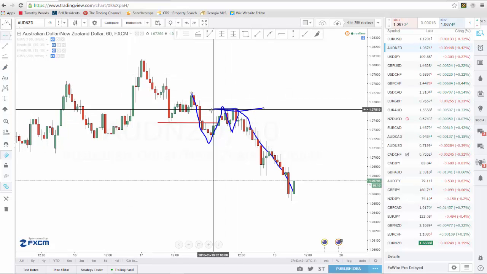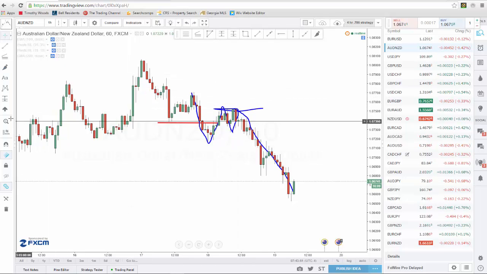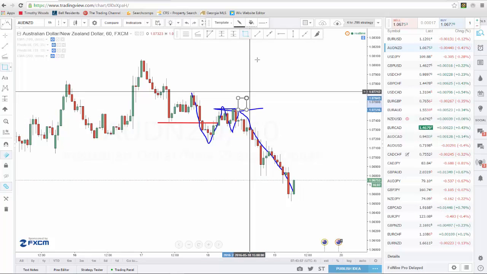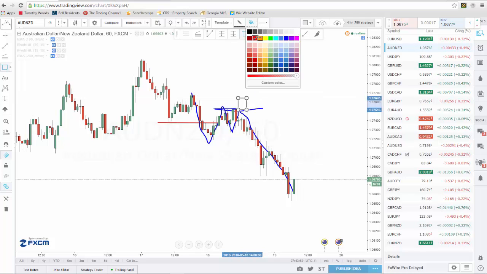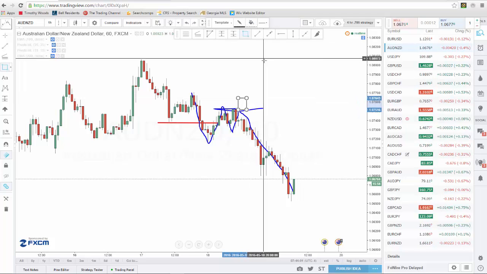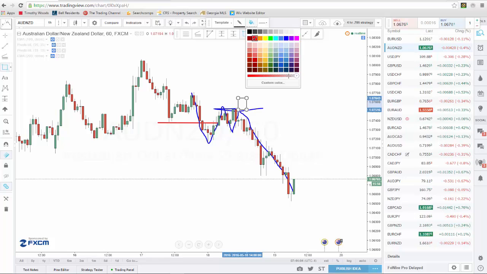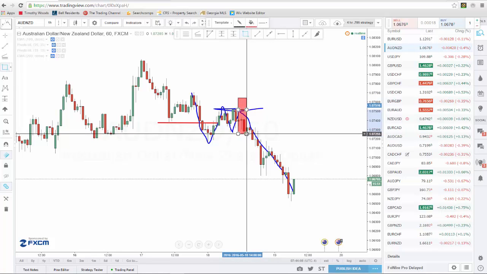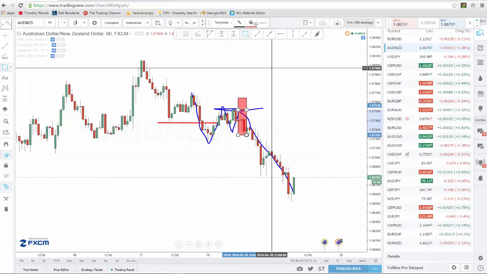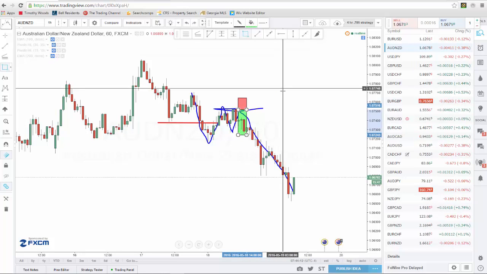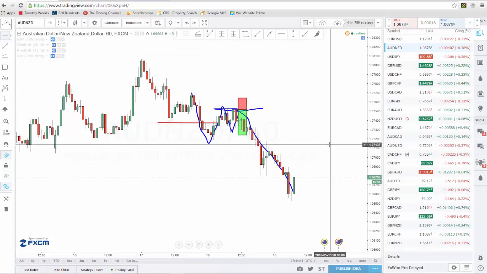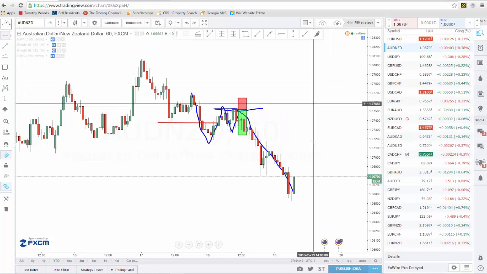So if you were more aggressive, you could have sold that retest with stops above the structure level, and targets down at previous structure, which would have given you a pretty good risk to reward and a pretty safe place to put stops. Now let's keep going in our morning analysis.